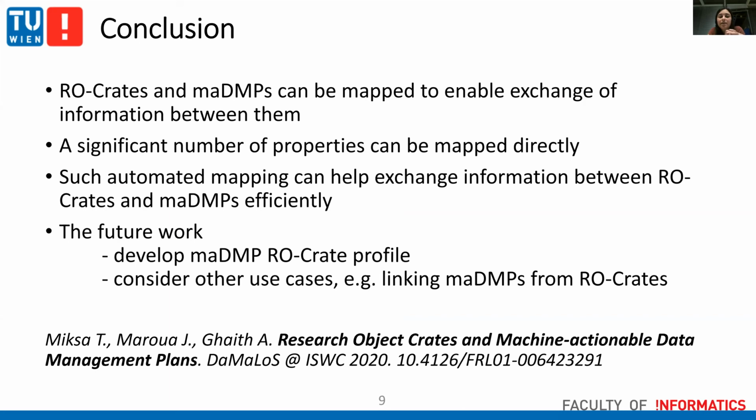So coming to the end, today we covered the definition of ARC rates. We showed that ARC rates and MADMPs can be mapped to allow exchange of information between them. The results show that we have a significant number of properties that can be mapped directly, and the future work will focus on further development of ARC rates and MADMP and to consider other use cases such as linking MADMPs from ARC rates.